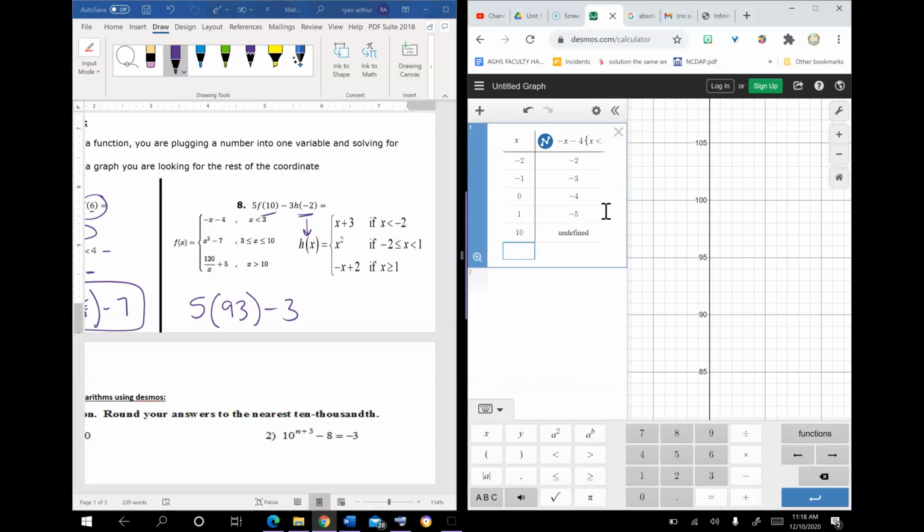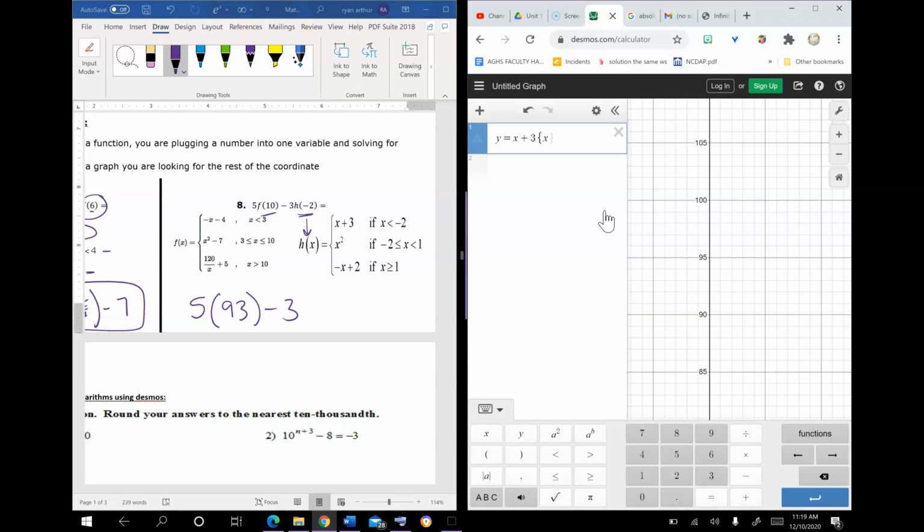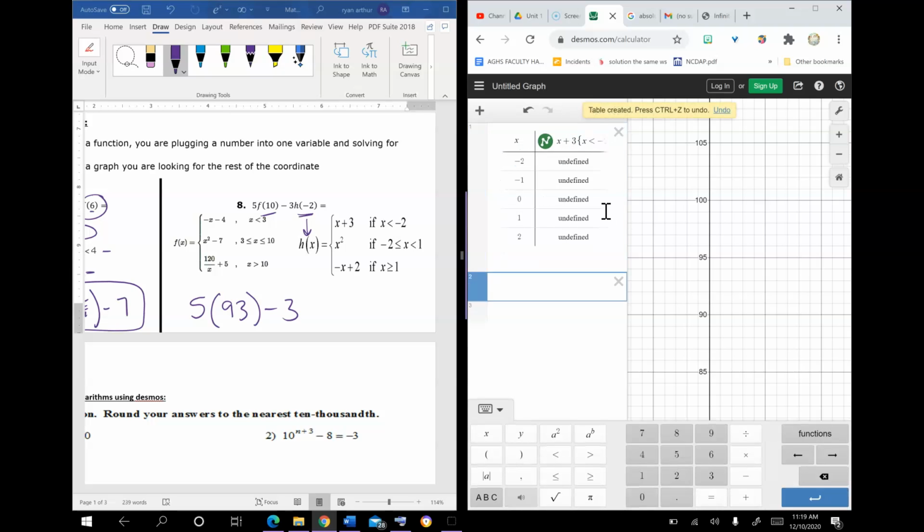So I'm going to delete everything. And let's start. So y equals x plus 3, curly brackets, x is less than negative 2. Convert it to a table. And I'm looking for negative 2. So this one can't be negative 2, so let's go to the next one.